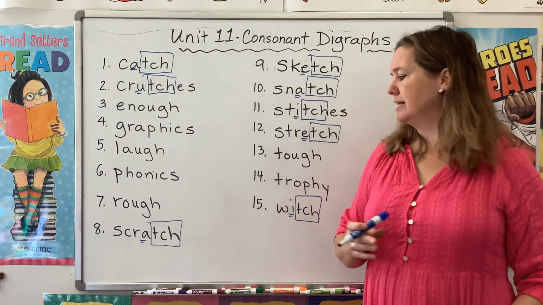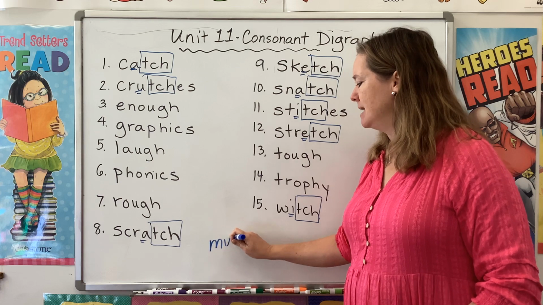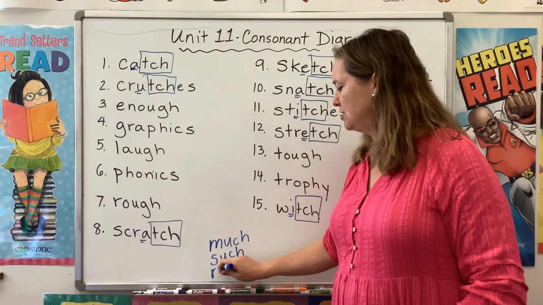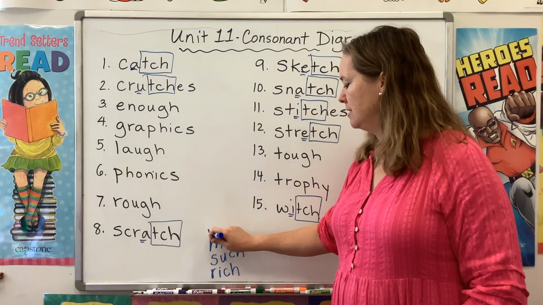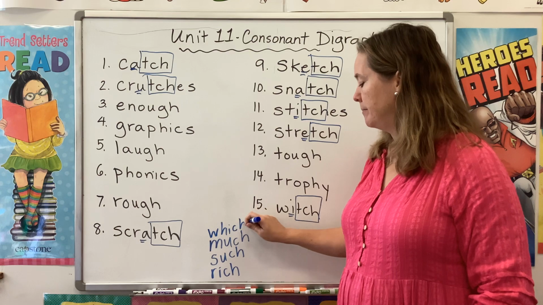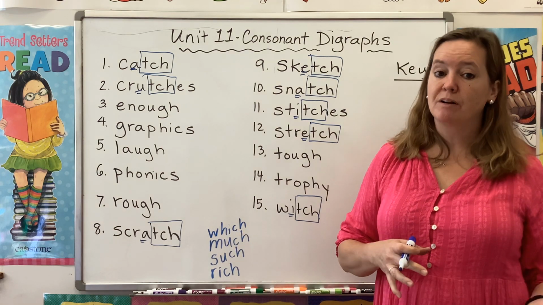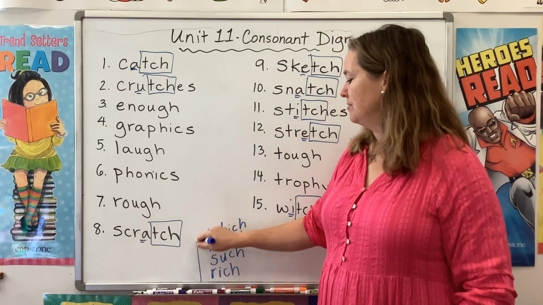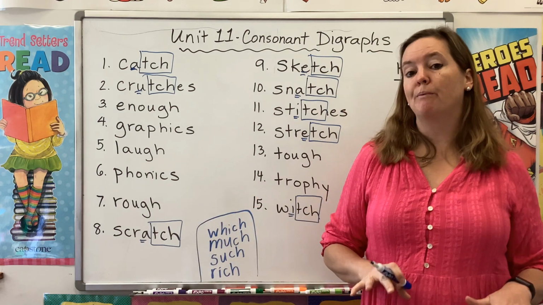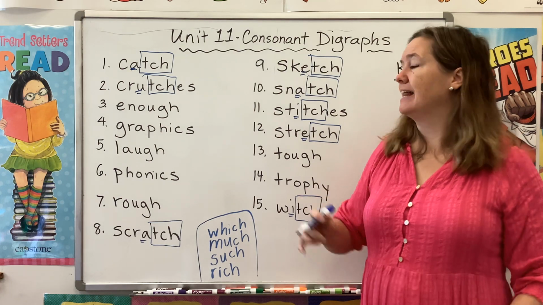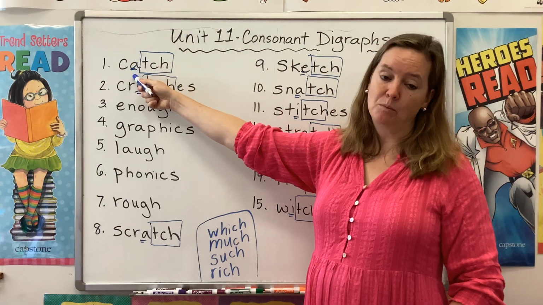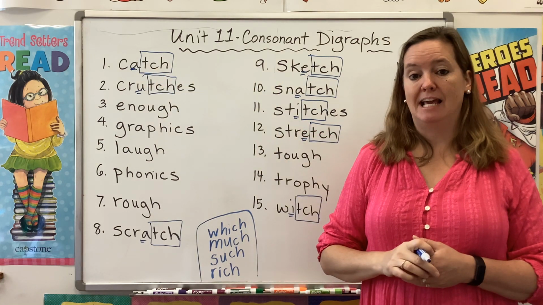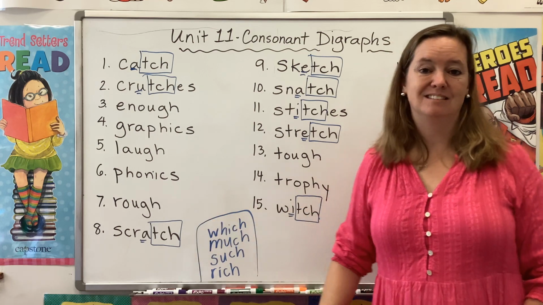Now, of course, there are exceptions. We have words like much and such and rich and witch, this kind of witch. Notice in these words we have a short vowel that is just followed by CH. So let's think of these as the rule breakers. And let's just say that whenever we have a short vowel followed by that ch sound, we're going to use TCH, except in these cases.